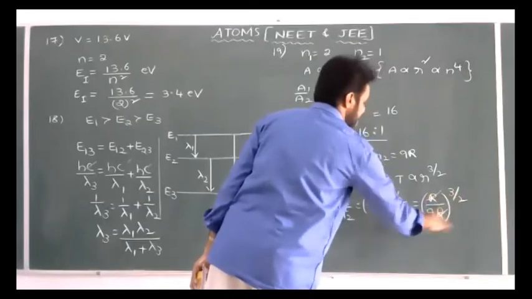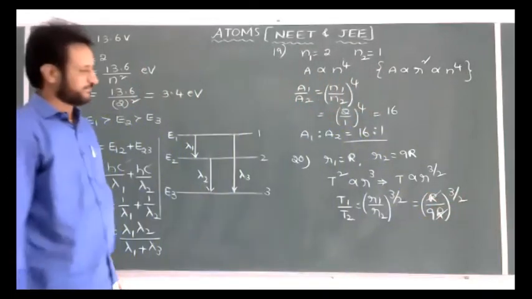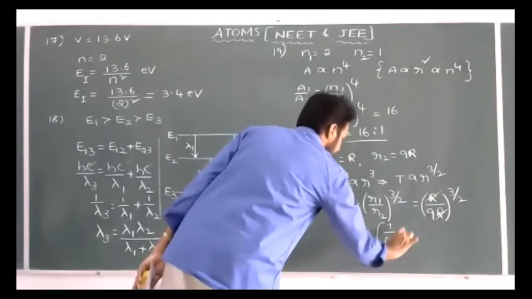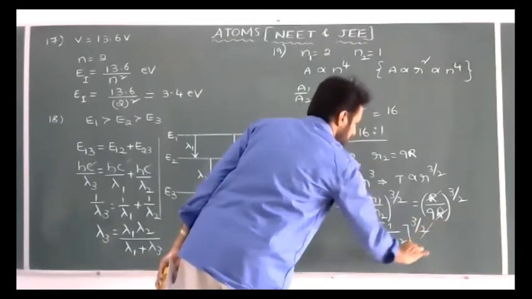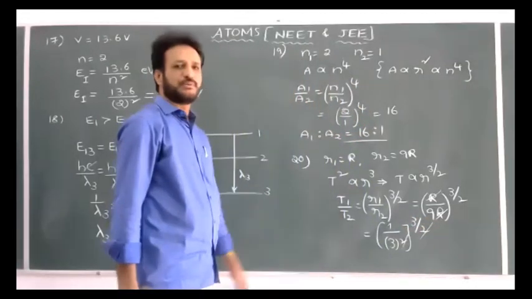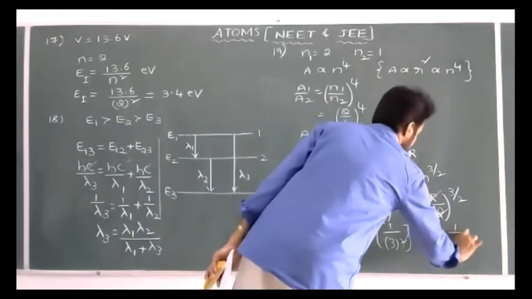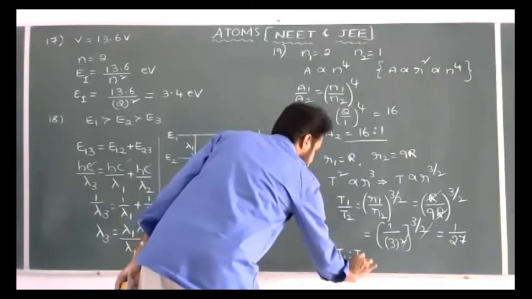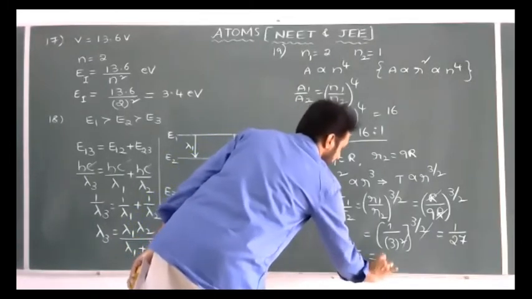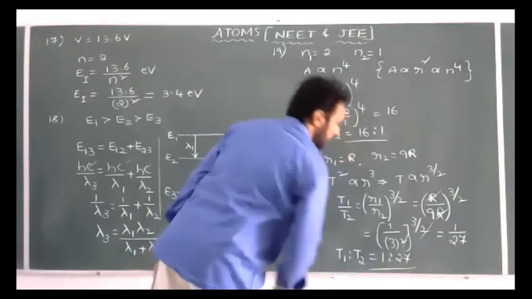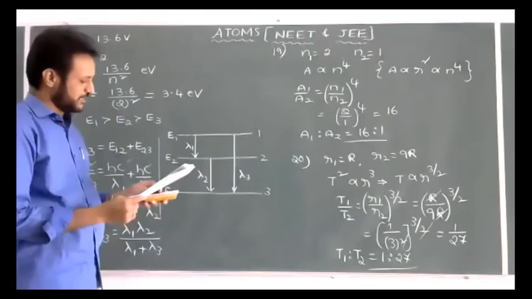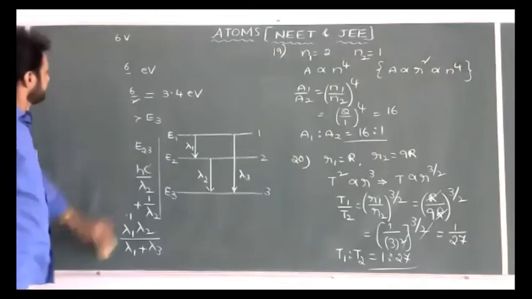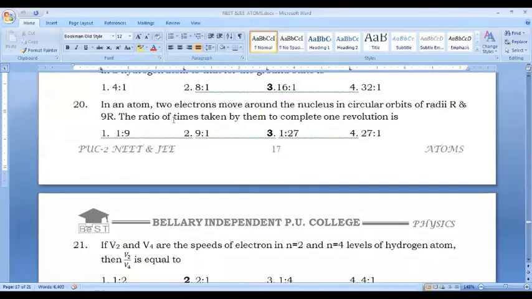Here r cancelled. So 9 we may write as 3 square. That is equal to 1 by 3 square, whole to the power of 3 by 2. Here the 2 can be cancelled. 1 by 3 whole cube means 1 by 27. Therefore, the ratio of the time period of the electrons is equal to 1:27. Check the option. Third option correct, option 3.